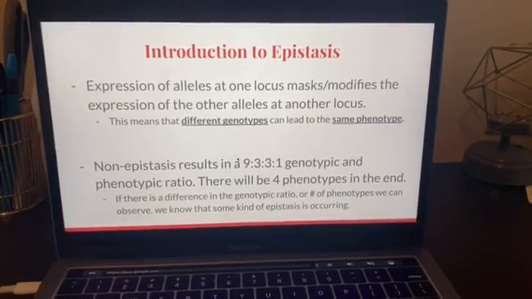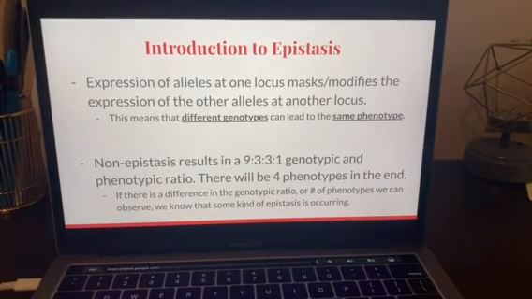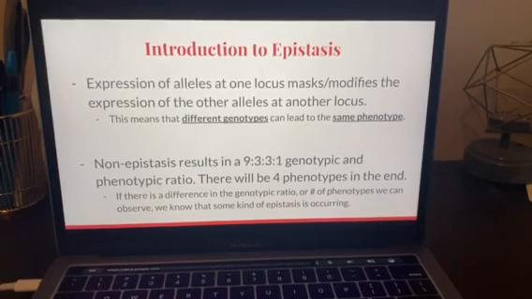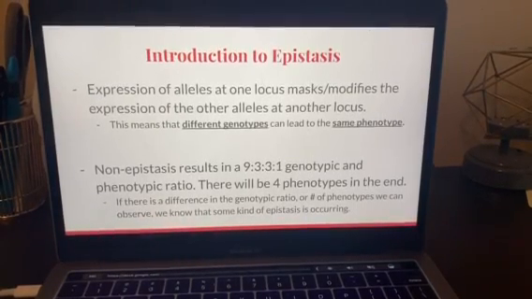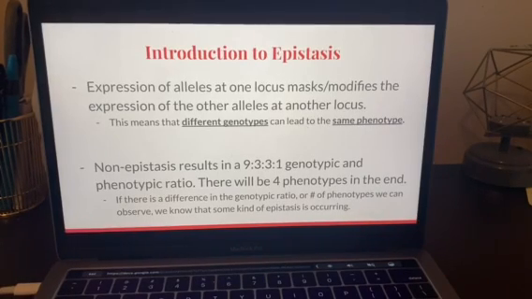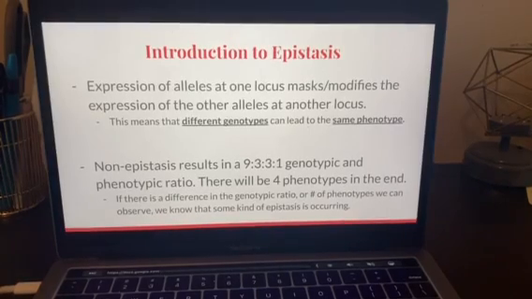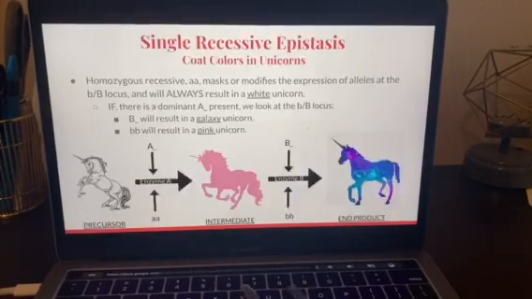In a non-epistasis situation, we'll have a 9:3:3:1 genotypic and phenotypic ratio with 4 phenotypes present that we can observe. If either of these ratios or the number of phenotypes that we can observe is different, we know that some kind of epistasis is occurring because one of our alleles is masking the others.